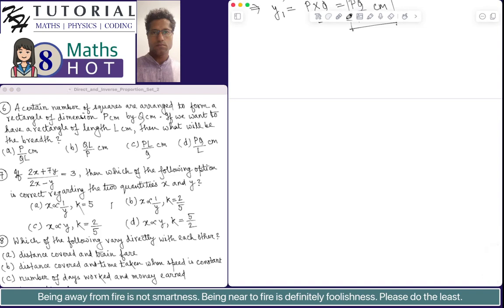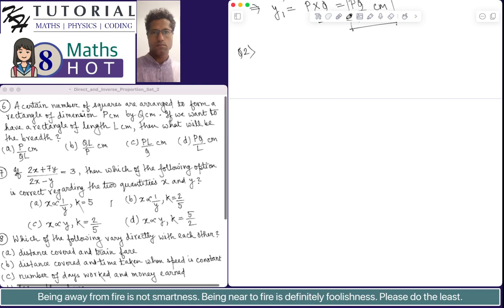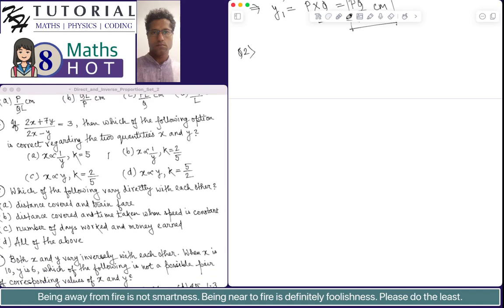Question number 2, which is actually question number 7 on the PDF. Let's write down the given equation. (2x plus 7y) divided by (2x minus y) is equal to 3. This is given. Then which of the following options is correct regarding the two quantities x and y?